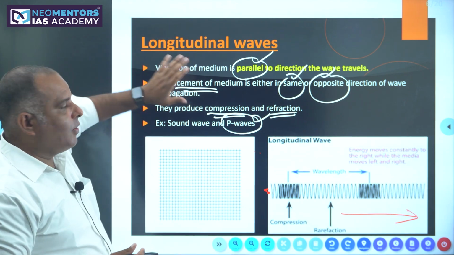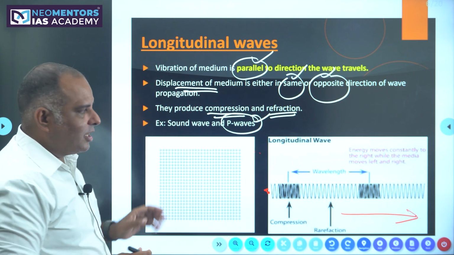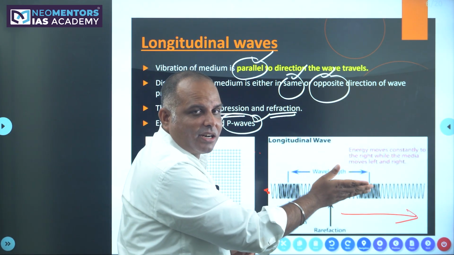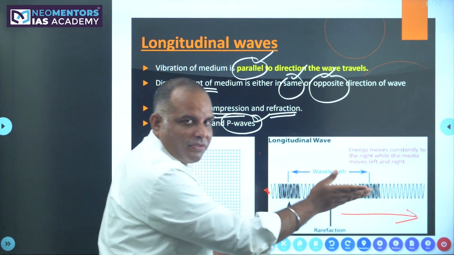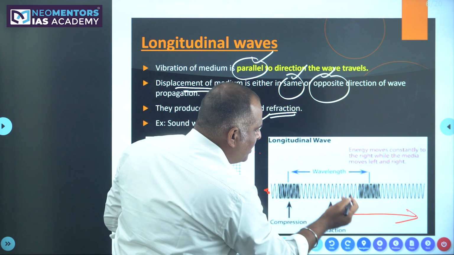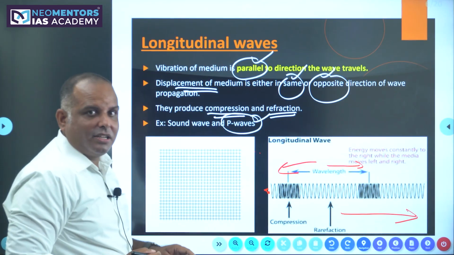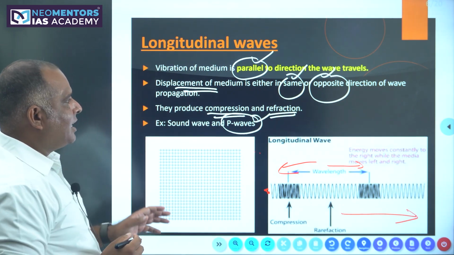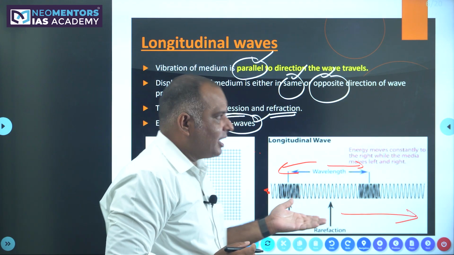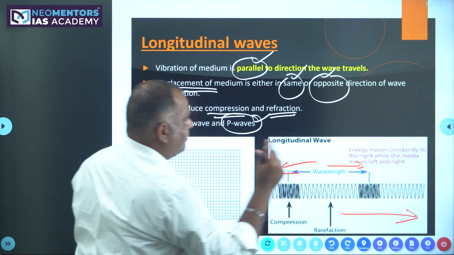So, to summarize, what are longitudinal waves? In longitudinal waves, the particle motion is parallel to the direction of the propagation of the wave. It could be either in the same direction or in the opposite direction. Right? And the displacement of the medium is either in the same direction or the opposite direction. They produce compression and rarefaction.